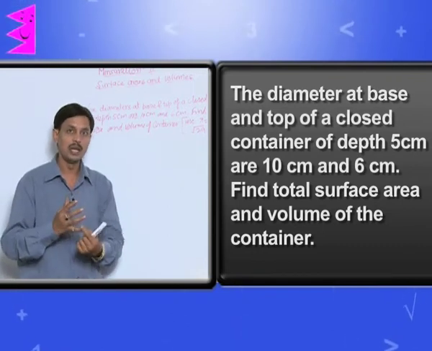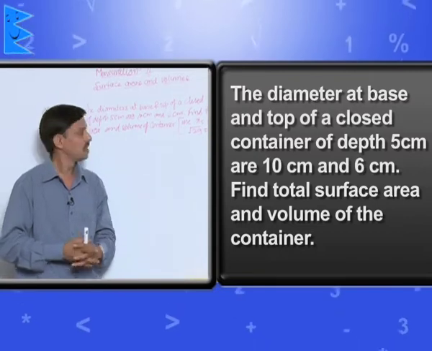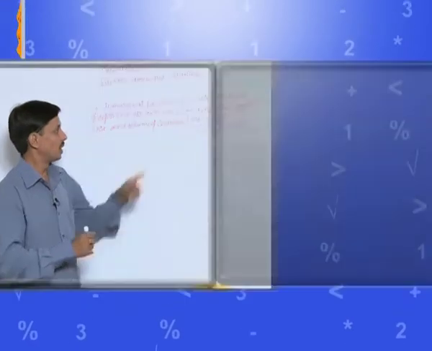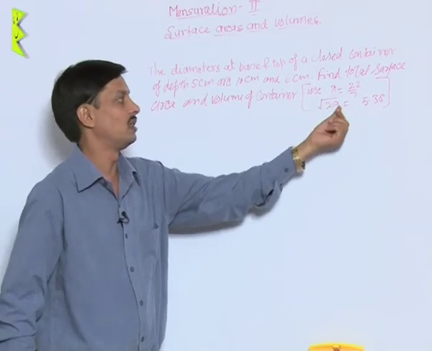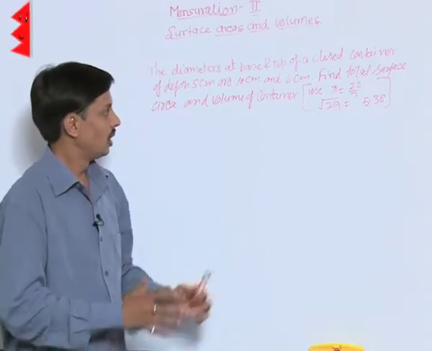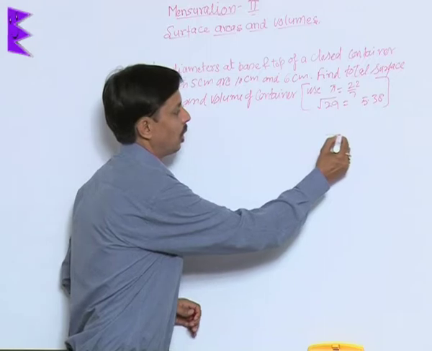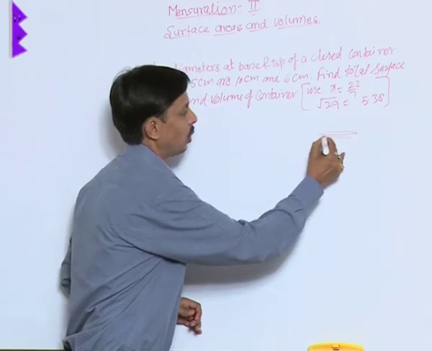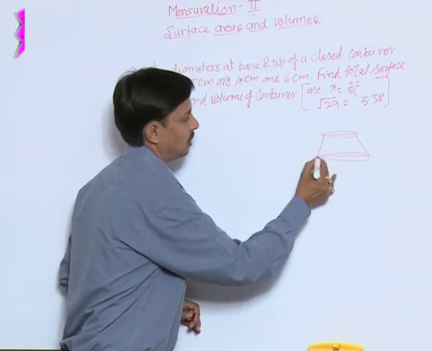So we will apply the formula for calculating the total surface area of frustum and the volume. Given that we have to use pi 22/7 and if root 29 is required, its value is given 5.38. So I am going to show you the shape of this closed container in the shape of frustum. It is like this.